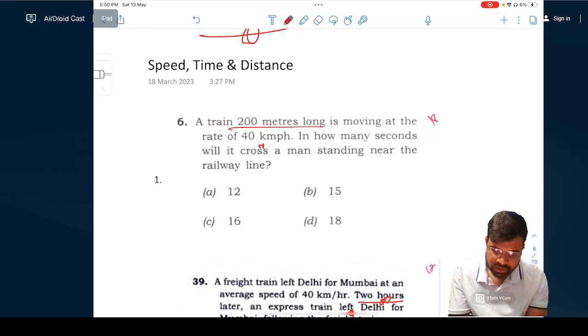So this is 200 meters. This is the first question. The train's length is given as 200 meters. The speed is given as 40 kmph. So when you convert it into meter per second, multiply by 5 by 18.